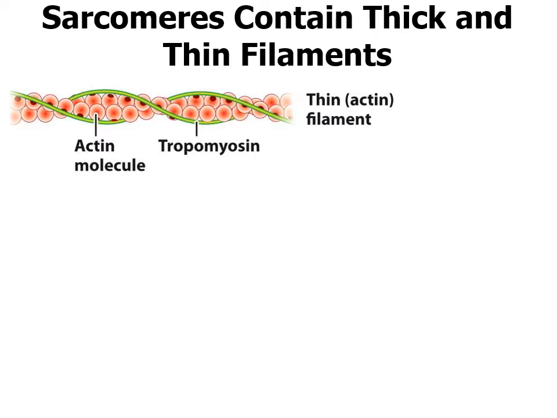Sarcomeres contain thick and thin filaments. So actin molecules are the thin filaments. They are surrounded by another protein called tropomyosin. That's the long green strand here. And we'll come back to that in the next video. But the thin filament is made up of the actin polymers and tropomyosin wrapped around it.